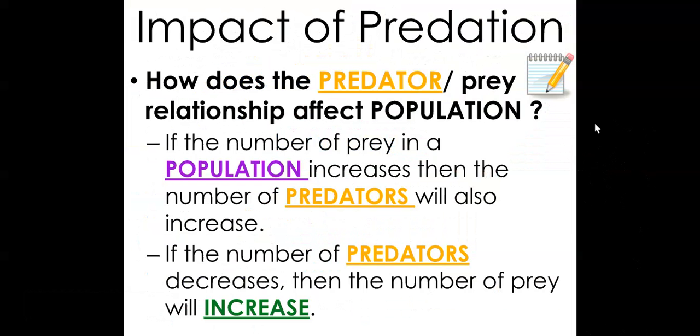The impact of predation. How does the predator slash prey relationship affect populations? Well, the number of prey in a population increases when the number of predators increases. If the number of predators decreases, the number of prey will actually increase. Okay, remember that relationship.